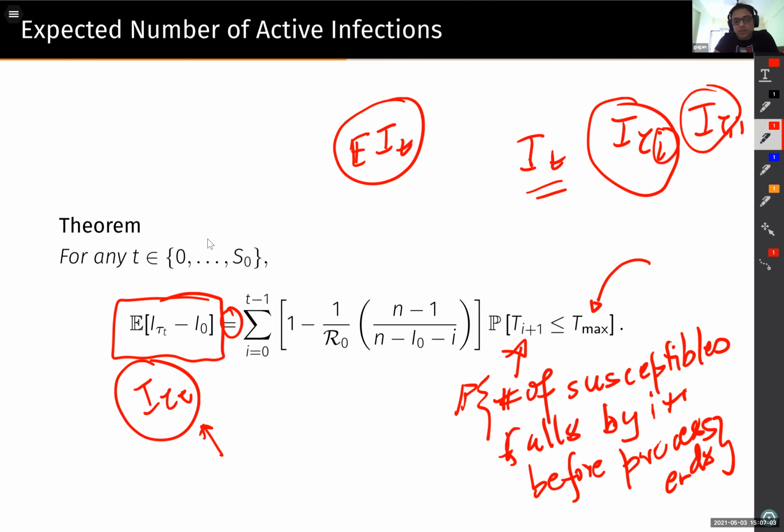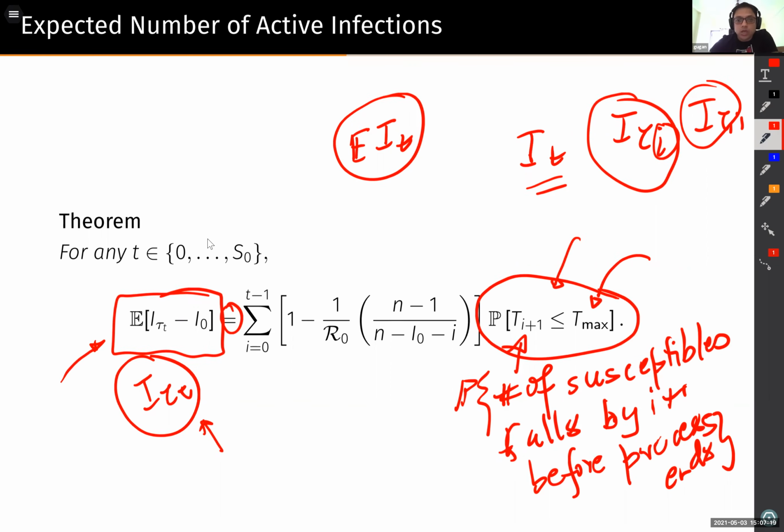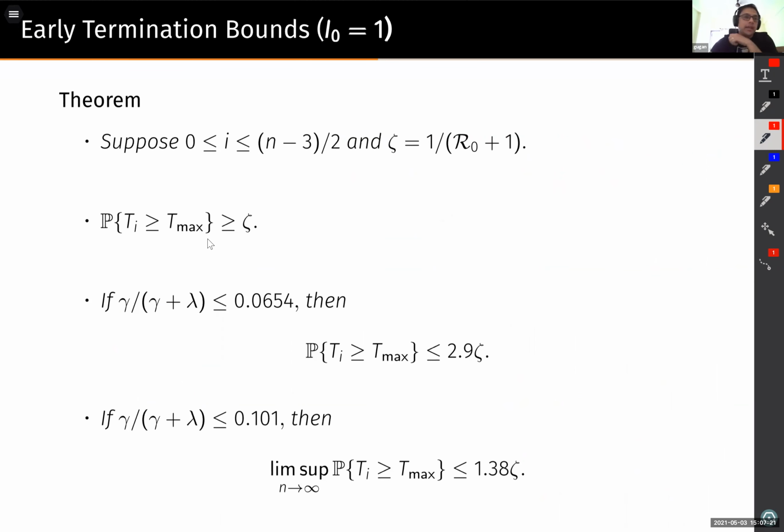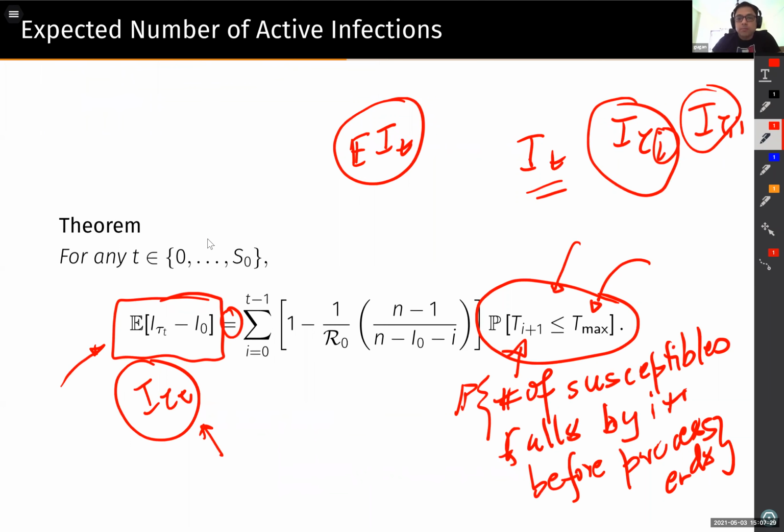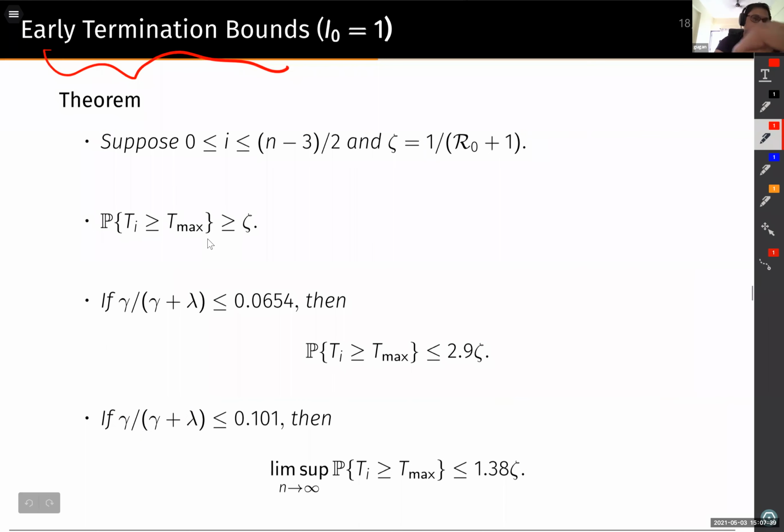So you can see that we have managed to obtain a formula for this expected number of active infections in terms of these probabilities. What now remains is to figure out an estimate for these quantities. That's what we will try to do in the next slide. We refer to this as the early termination bounds, because this event looks at the probability that the number of susceptibles falls by I plus one before the process ends. In that sense, one can view this as early termination bounds.